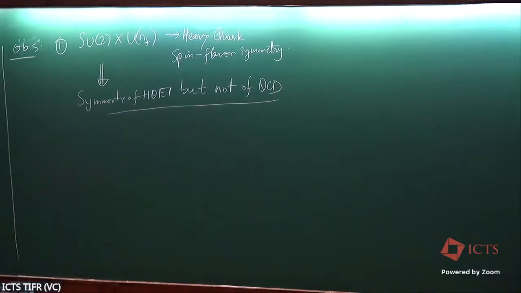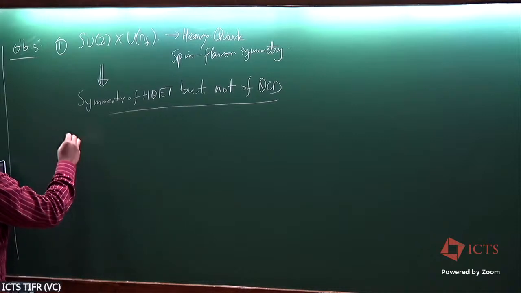Okay. So this is an emergent symmetry of HQET, which is absent in QCD. So the implication that we see of such terms, so just note that any spin-dependent term will appear at order 1 over m.